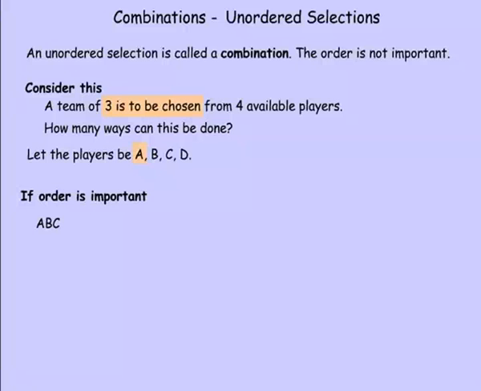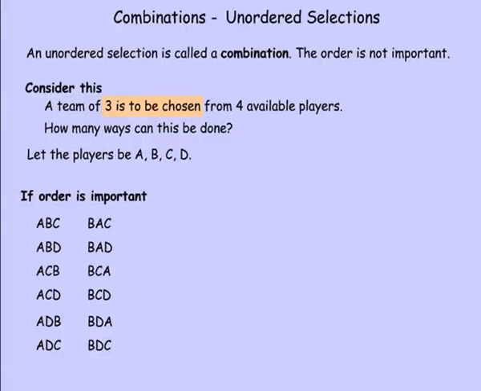It could go A, B, C, or A, B, D, or A, C, B, or A, C, D, A, D, B, or A, D, C. Okay, now looking at that, I think we've exhausted all the possibilities where A is chosen first. So we move on to B. If B was chosen first, we could have BAC, BAD, BCA, BCD, BDA, and BDC. Again, we've exhausted all the possibilities if B is chosen first.